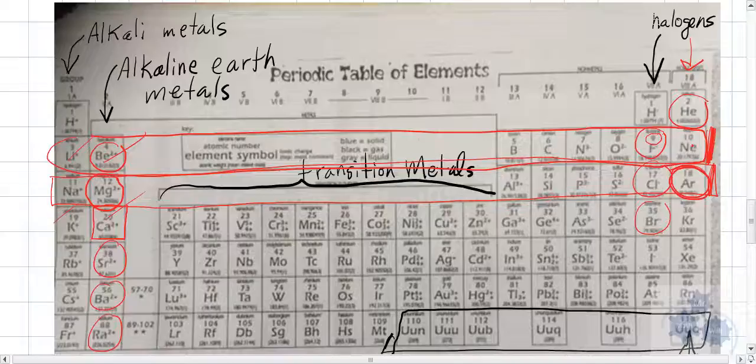Yes, okay, so fluorine as an ion, fluorine -1, if it lost that electron, it would become neutral again.